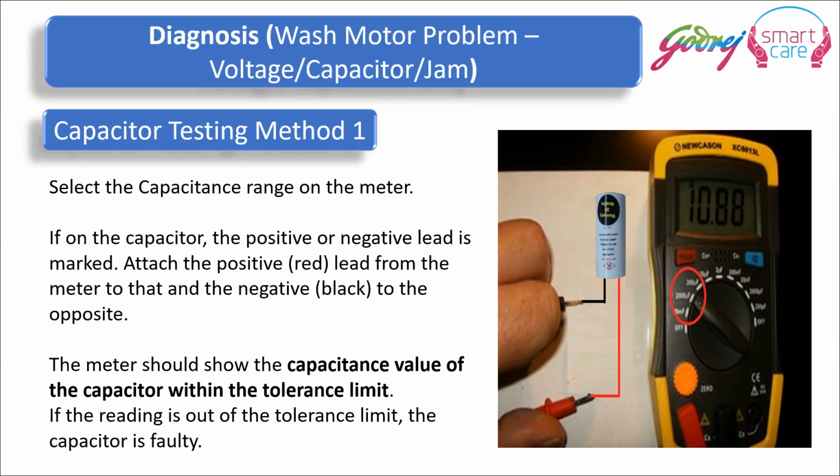We have to check the capacitor. First of all, we have to select the capacitor range on the meter. If on the capacitor the positive or negative lead is marked, attach the positive red lead from the meter to that and the negative black to the opposite. The meter should show the capacitance value of the capacitor within the tolerance limit. If the reading is out of the tolerance limit, the capacitor is faulty.